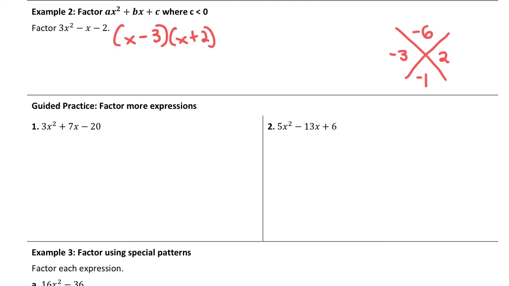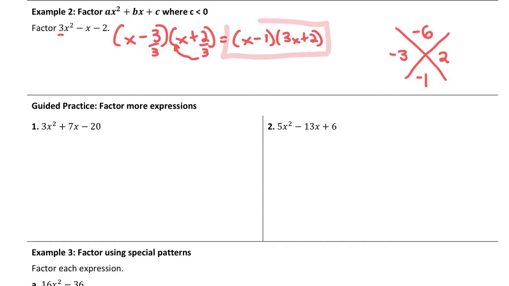And like I said before, you divide by that a value. So I'm dividing each of these constants by 3. So what this becomes is x minus 3 over 3 is just x minus 1. And I can't simplify 2 thirds. So I just get 3x plus 2. And that is my factored expression.